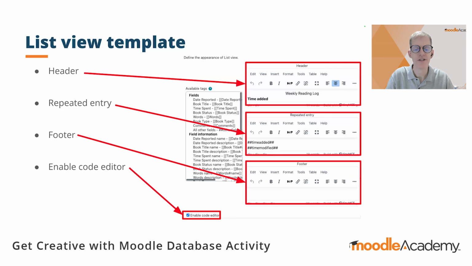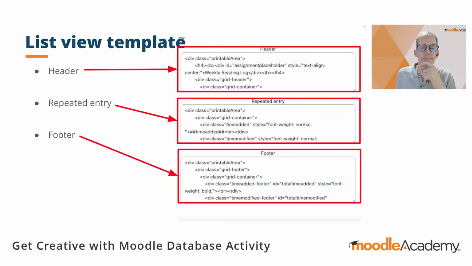Now, one important feature is the Enable Code Editor checkbox. When checked, the editor in Moodle, in this example, it's TinyMCE, which is Moodle 5.0's default editor, and moving forward, it's the default editor used to edit the template. When you uncheck this box, the code editor disappears and you're shown a plain text editor that reveals all the HTML.